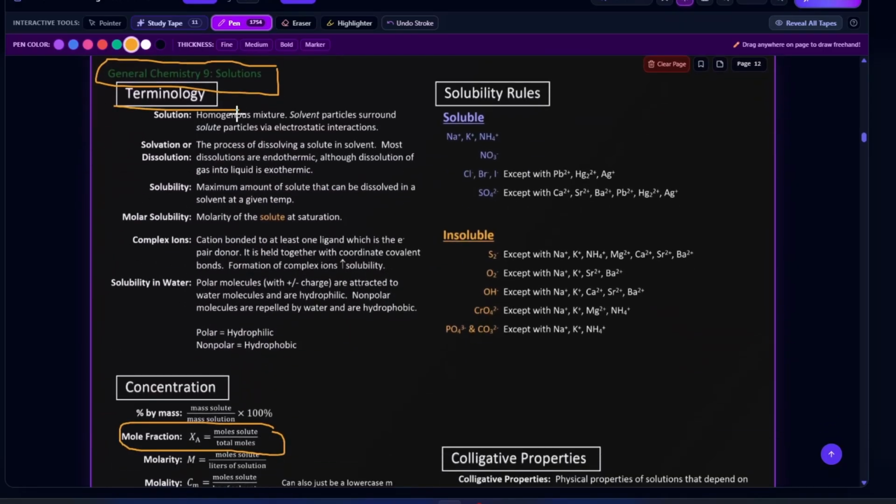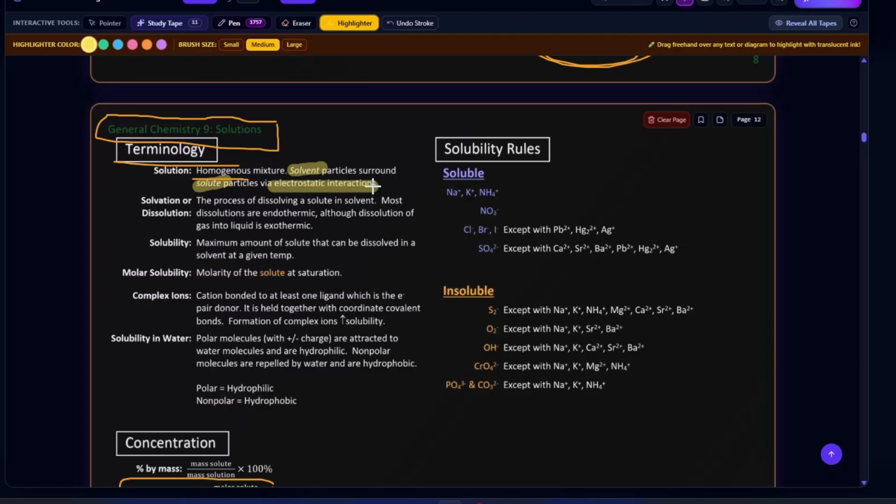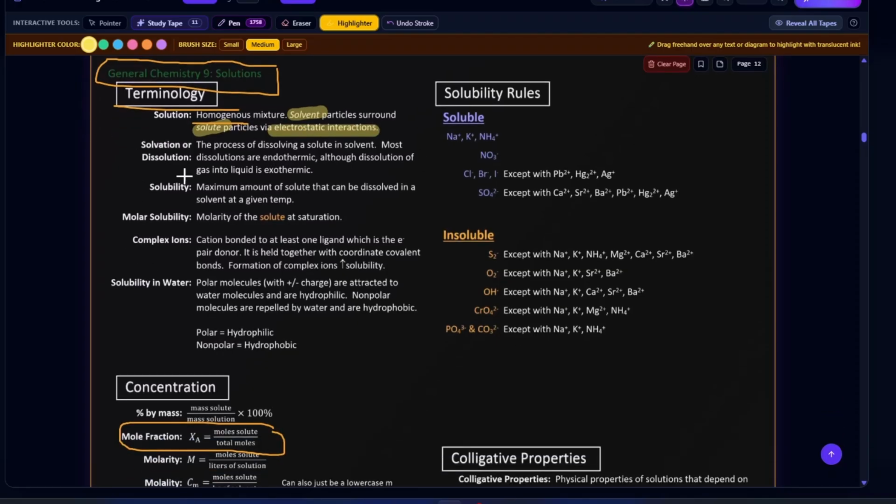All right, terminology for solutions. Now we're going to go over general chemistry 9, solutions. A solution is a homogeneous mixture of solvent particles and solute. So you have solute and solvent, right? You should know those two terms. They're very important. Via electrostatic interactions. So that's also important. Solvation or dissolution is the process of dissolving a solute into a solvent. So the solute will dissolve into a solvent, such as if I put salt into water, salt is my solute and water is my solvent.